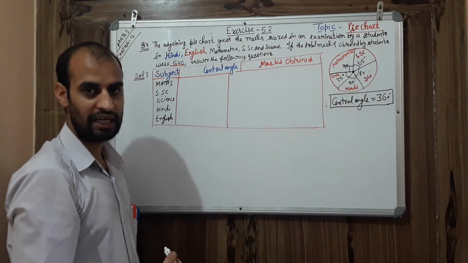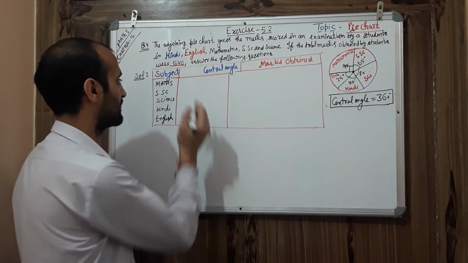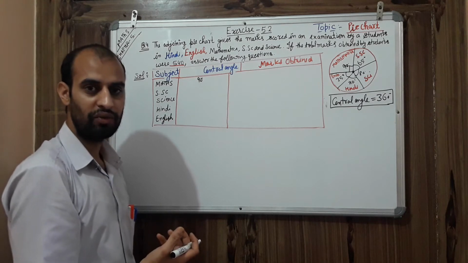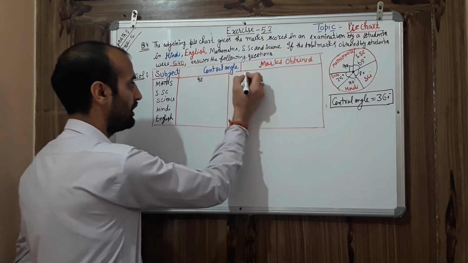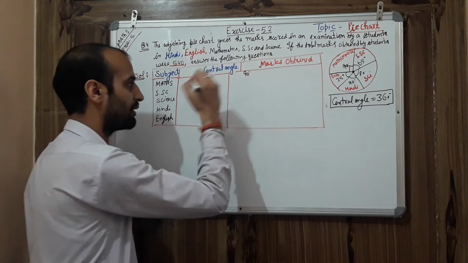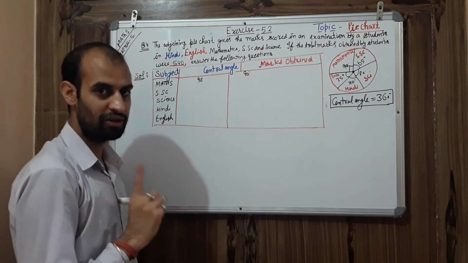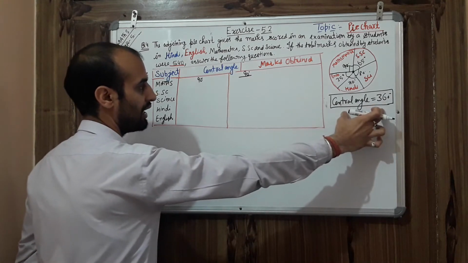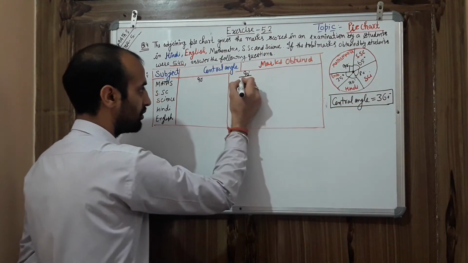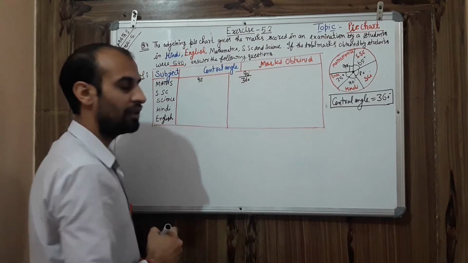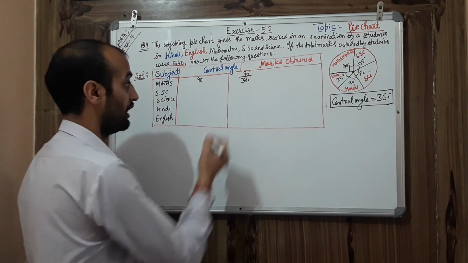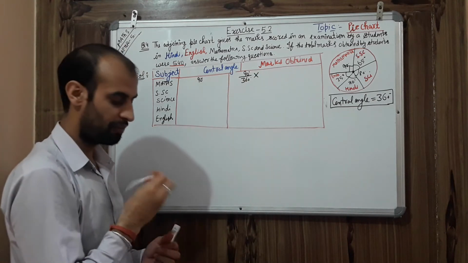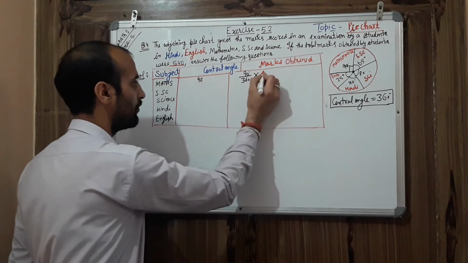So let's see what the answer is in this case. First, mathematics. The central angle is 90 degrees. I need to calculate the score in mathematics. For that you write 90 degrees, whatever central angle is given for the particular subject, in the numerator, and in the denominator you write the total central angle. The circle is 360, so divide by 360 degrees. Next, the very important thing: multiply this with the total marks obtained by the student, that is 540.